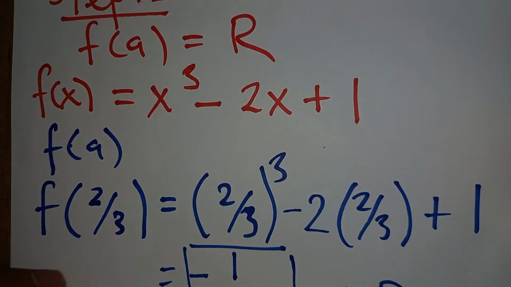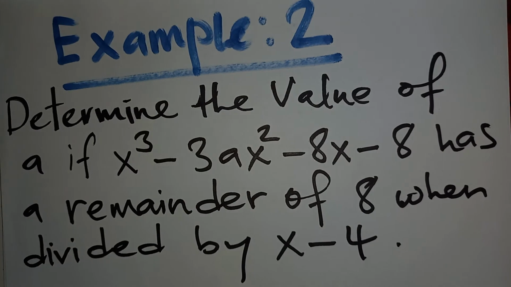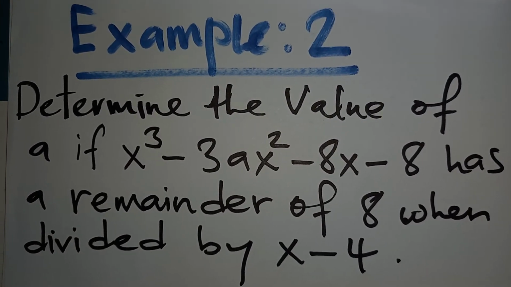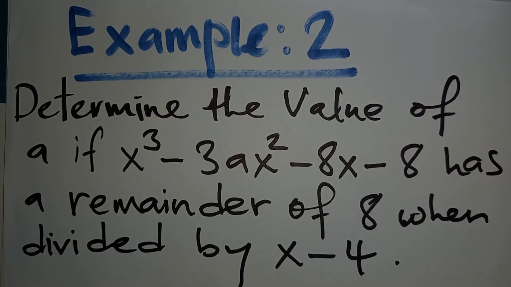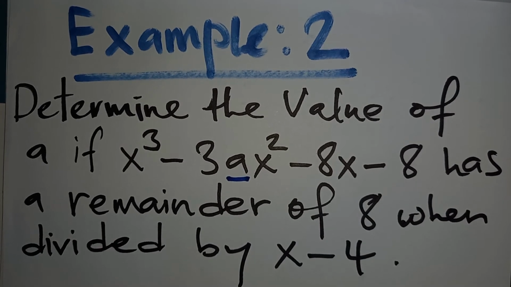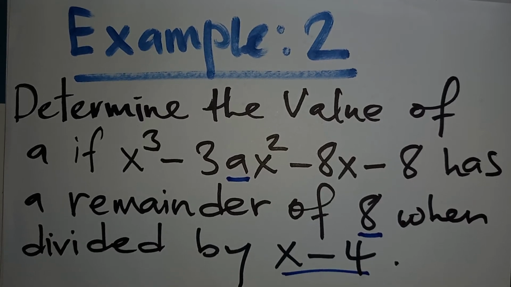Okay, let's do another example. Example number 2. This one is going to use the similar concept, but what we are going to find here is the value of a, right? Determine the value of a if this polynomial here has a remainder of 8. So this time the remainder is given, right? Remainder of 8 when divided by x minus 4. So the divisor is given here.